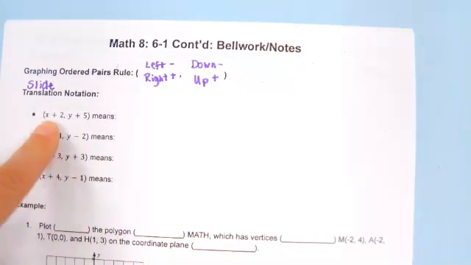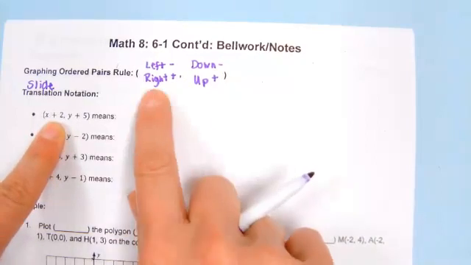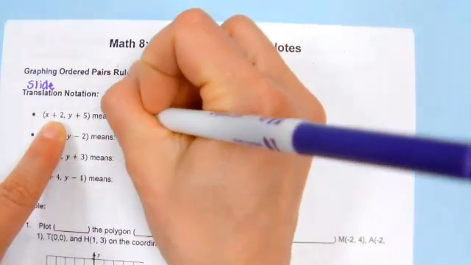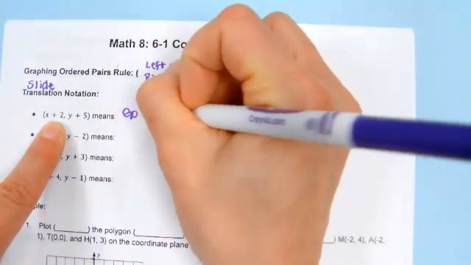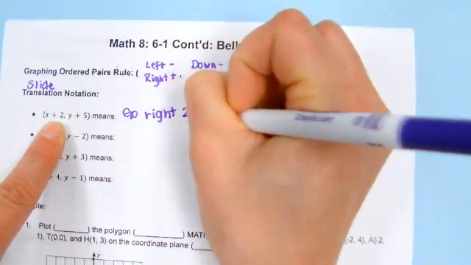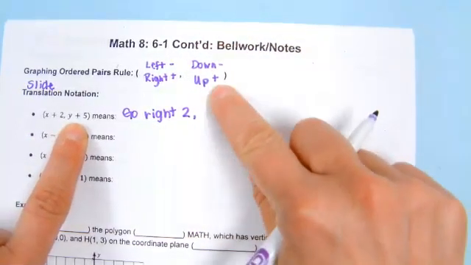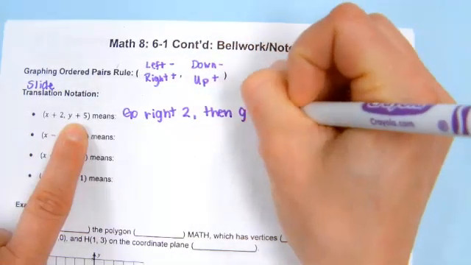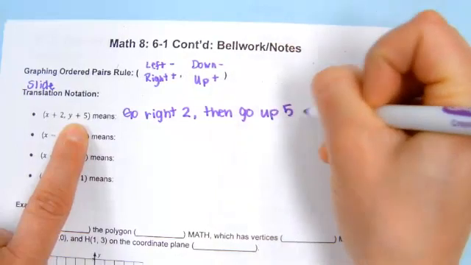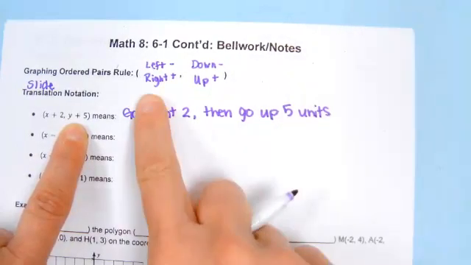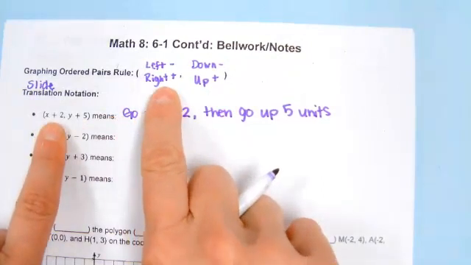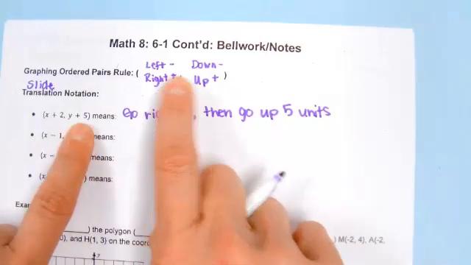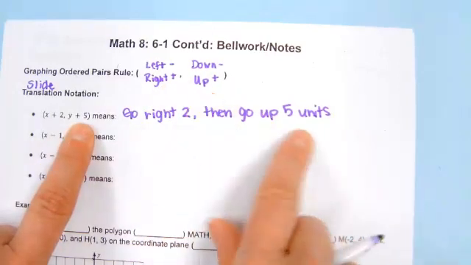So x plus 2, what that's telling you is that we're going to go right, because that's positive 2. It means we're going to move our points right 2 units. And then y plus 5 on the second one means we're going to move up 5 units. Okay, and so all we're looking at here is if we're positive or adding, we're going to go right in the first one. If we're adding here, we're going to go up. So that's how we do that. That's how we're going to move it.